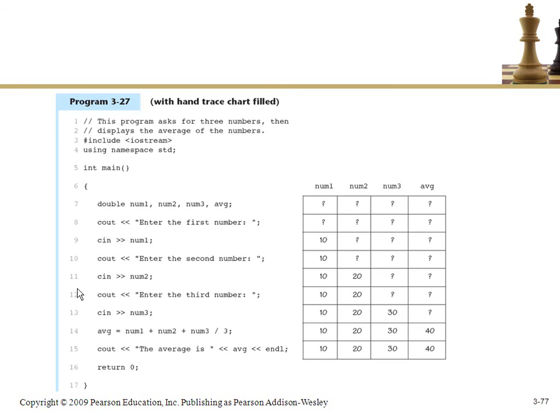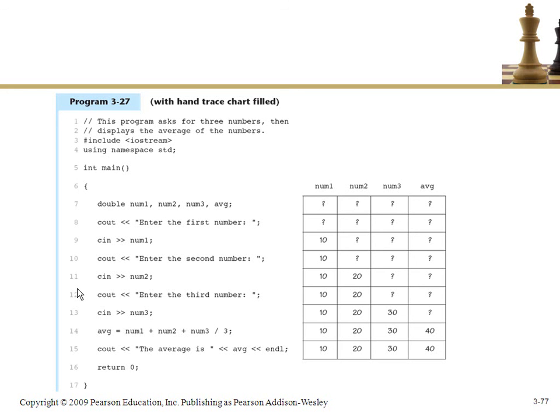On line 14, we are calculating the average, which would be num1 plus num2 plus num3 divided by 3. Actually, there is an error in this program because num1 is 10, num2 is 20, num3 is 30, and the total is 60. If you divide it by 3, the average should be 20, not 40.